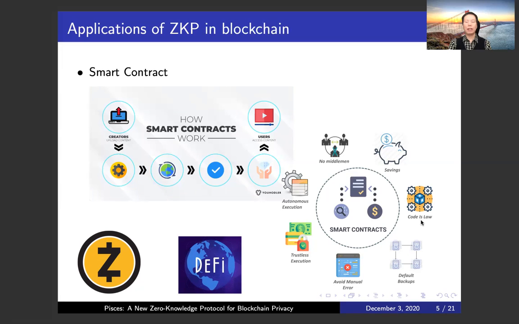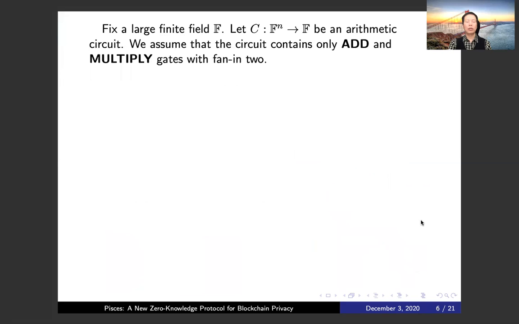It has many other applications. So next, look at what we did in the protocol. First, fix a file F, and C is an arithmetic circuit. We can assume that the circuit contains only addition gates and multiply gates with fan-in 2.